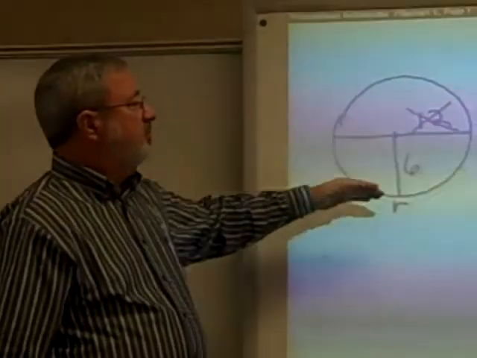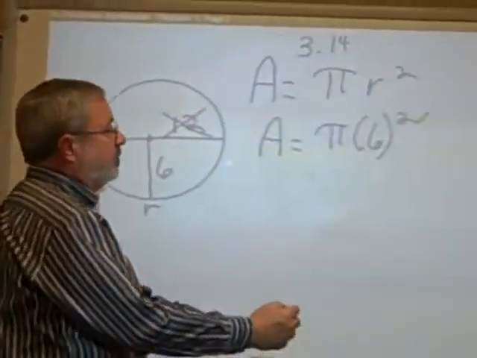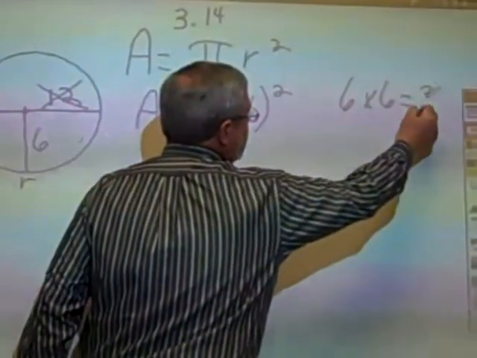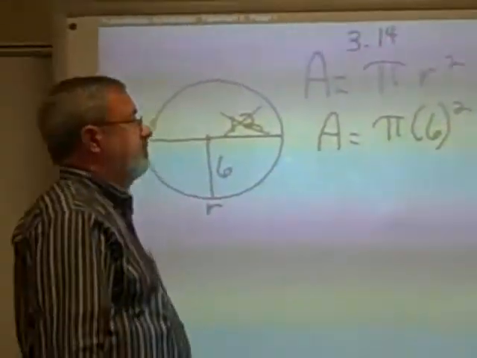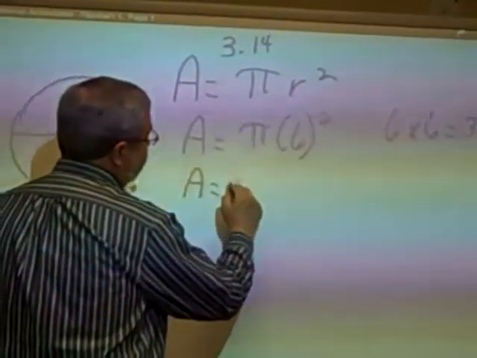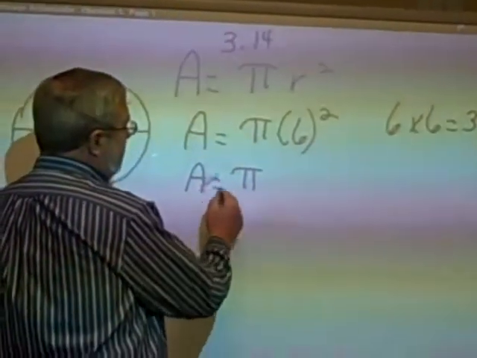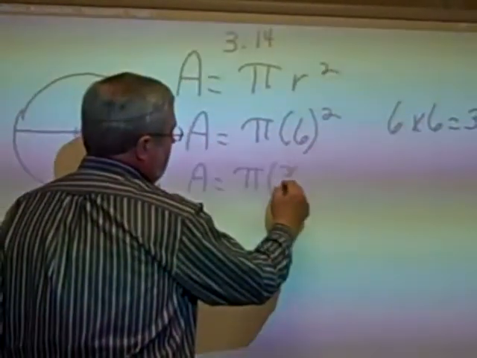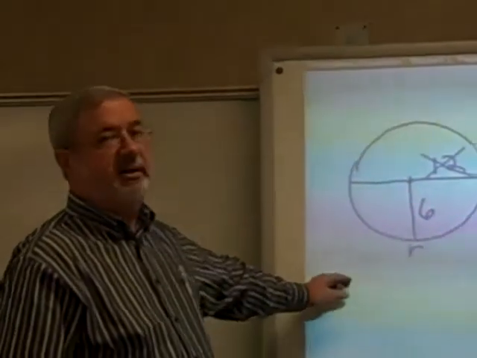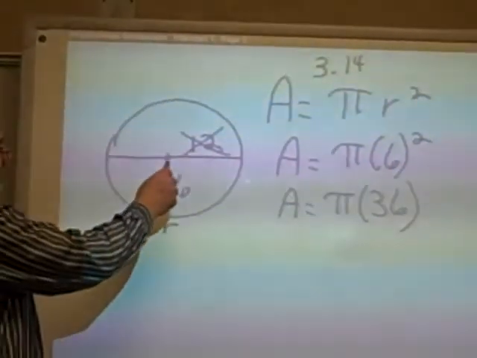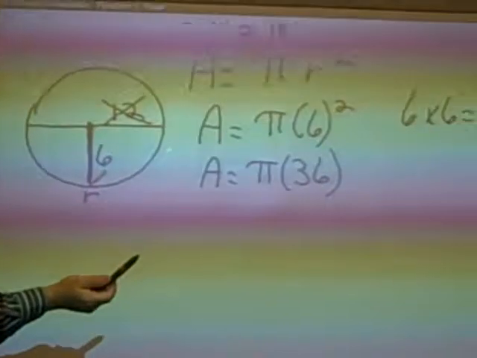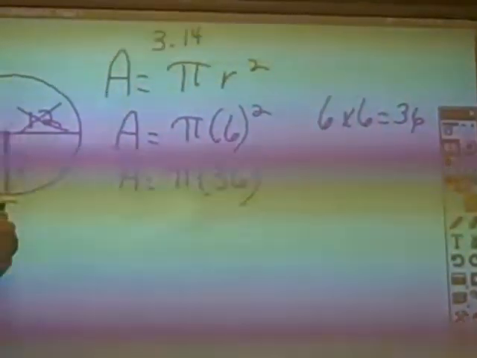Well, we just said that squaring a number means just to take that number and multiply it times itself. And we know that 6 times 6 is 36. Now we can go back and plug this part in. It means area equals pi times 36. Now take a look at that for just a minute. We started off with a circle. It had a radius right here of 6. And we can call it inches, centimeters, it doesn't really matter. It has a radius of 6.